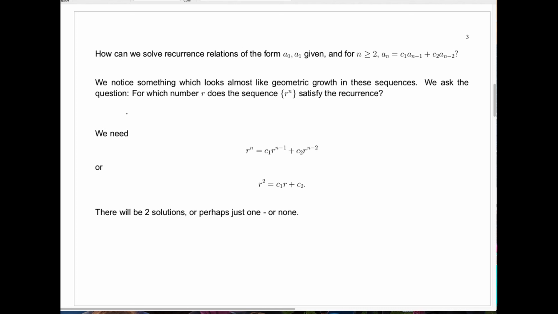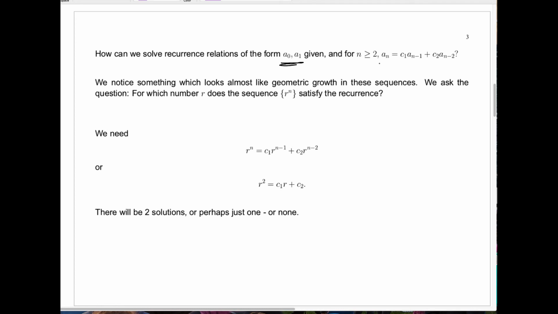So now we're going to talk about the problem of how to solve a recurrence relation of this form. And by solve the recurrence relation, I mean find the formula for the nth term. The form we're interested in, just to begin with here, is where you tell me the first two terms of the sequence, a0 and a1.